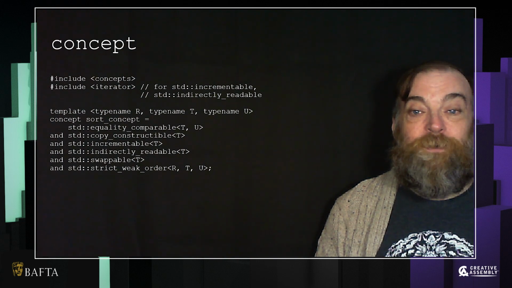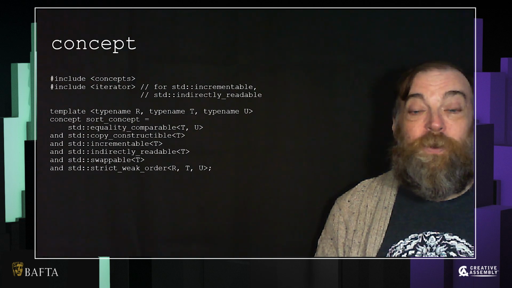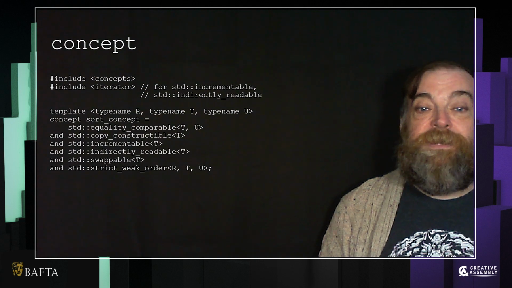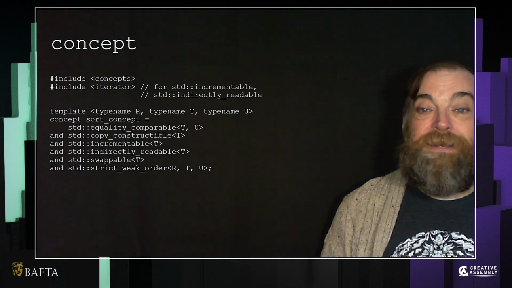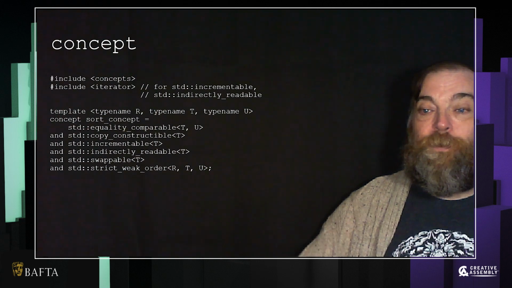Comparing the values is slightly more work. We need to invoke a comparison predicate relating two operands. And again, concepts comes to the rescue with std::invocable, which is required by std::predicate, which is required by std::relation, which is required by std::strict_weak_order.